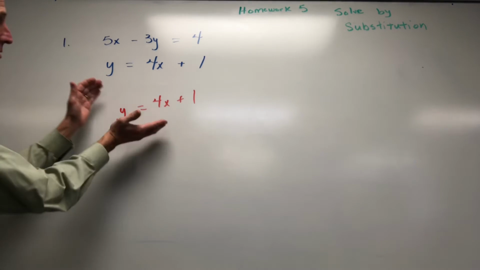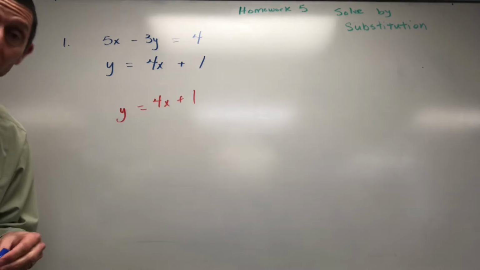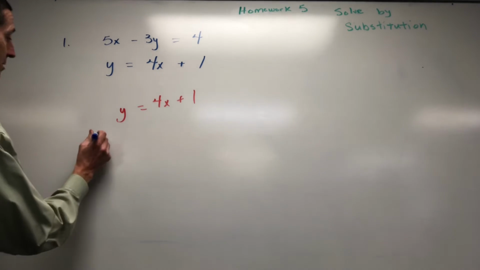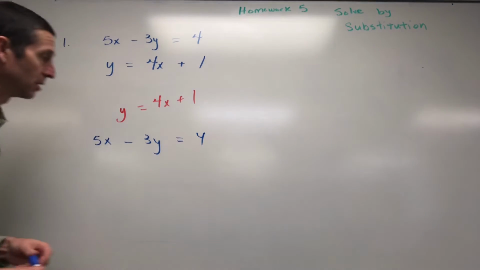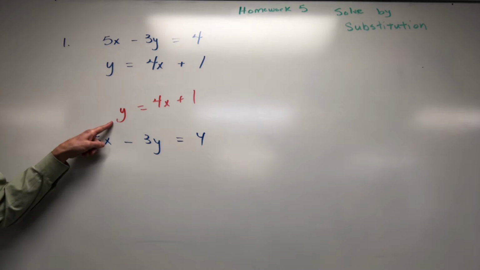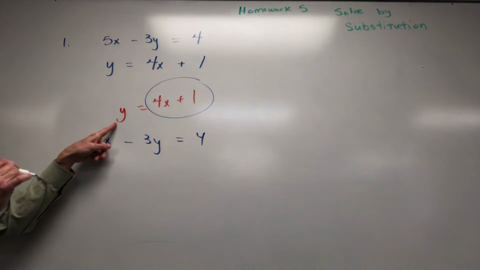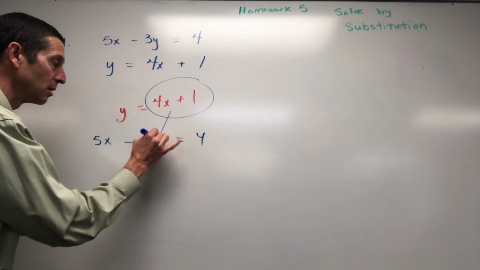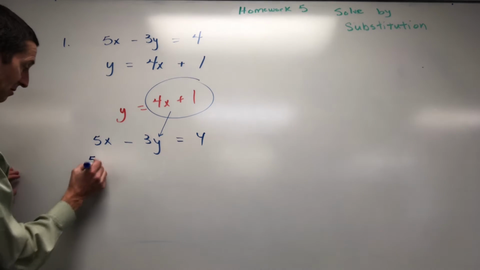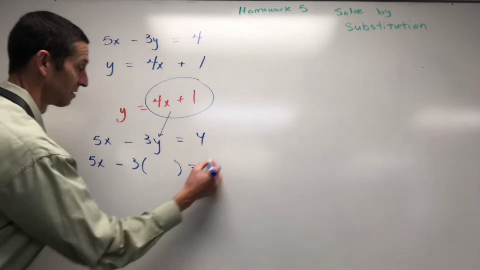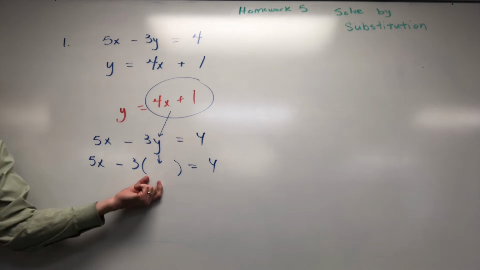the other. So here's my one equation, y equals 4x plus 1. Take the other equation and slide it right in underneath here. 5x minus 3y equals 4. So here's y from one equation, here's y in the other equation. We're going to take what y is equal to and we're going to substitute it right into the second equation. So we're just going to plug it right in there. That's what's going to happen.